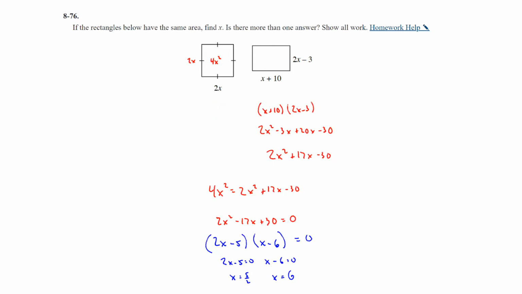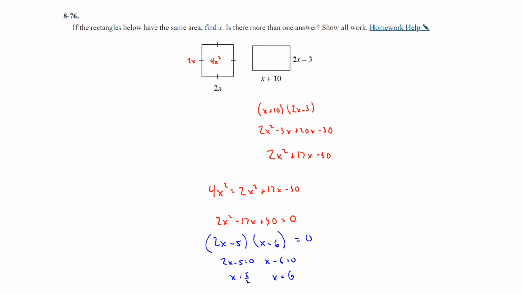If you plug in 6, this would give you 16. If you plug in 6 here, 12 minus 3 is 9. So those are both positive units in terms of the distance. If I plug in 2.5, this would be 12.5. And if I plug in 2.5 here, it'd be 5 minus 3, which is 2. So it still works. But you do want to make sure, just because you got two values for x, positive or even negative, you need to check, if you're talking about distances, to make sure that both of those answers are solutions.